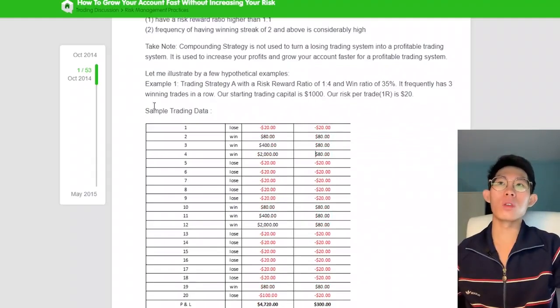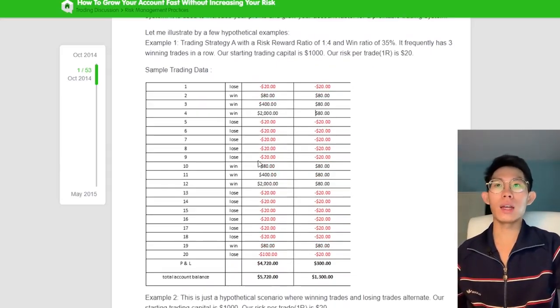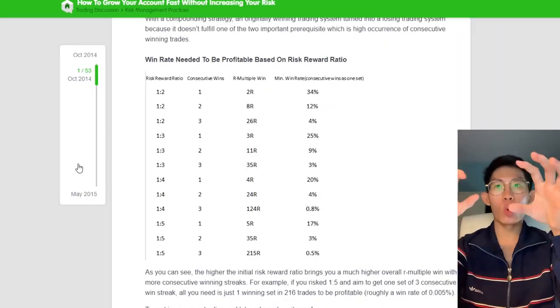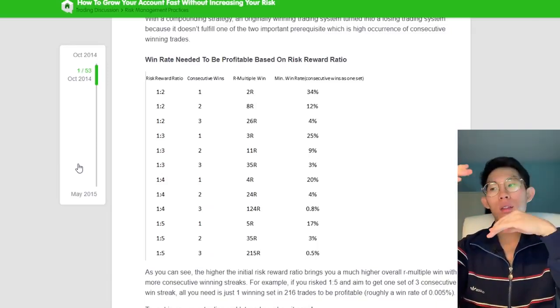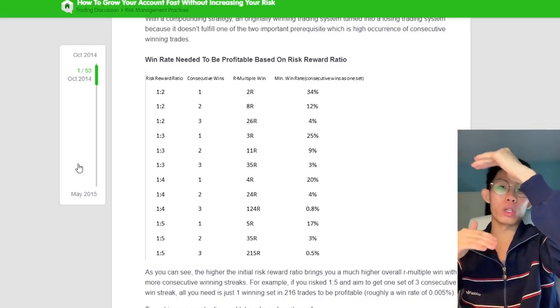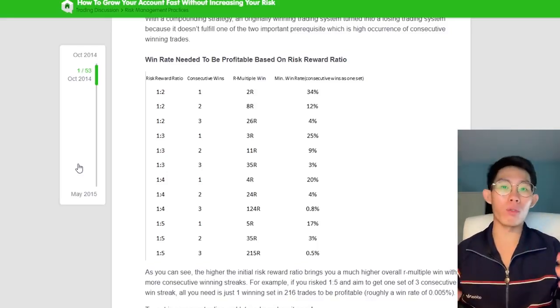And you can see how over here, here's an example, your starting trading capital is $1,000. And then you can see how at the end of the day, with a risk to reward ratio of 1:4 and a win rate of 35%, you can see how the profit is $4,000. This is why it is so important to have a high risk to reward ratio, right? The higher your risk to reward ratio per trade, the lower your win rate needs to be to become profitable.